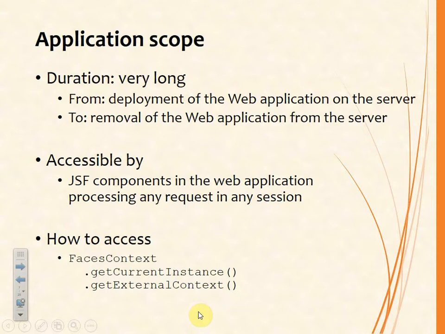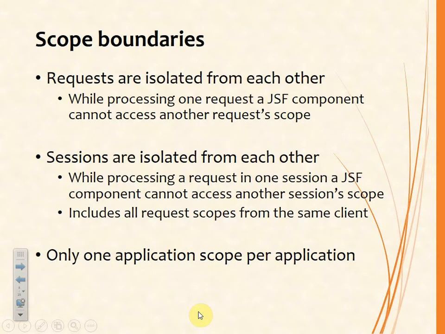So we need to make sure that the values we store here are genuinely supposed to be accessible to every single user of the application. Now, the great thing about these scopes is that they have very well-defined boundaries. For example, if you are operating within a request and you store some value in that request scope, then it is only accessible to other components accessing that one request object.